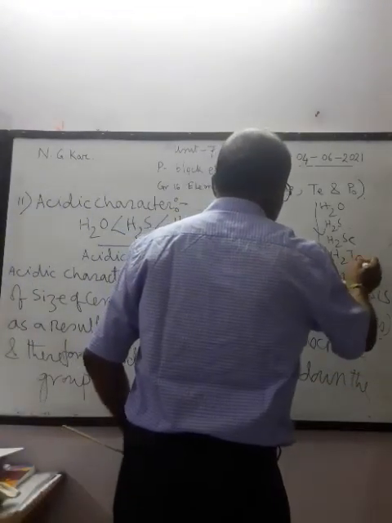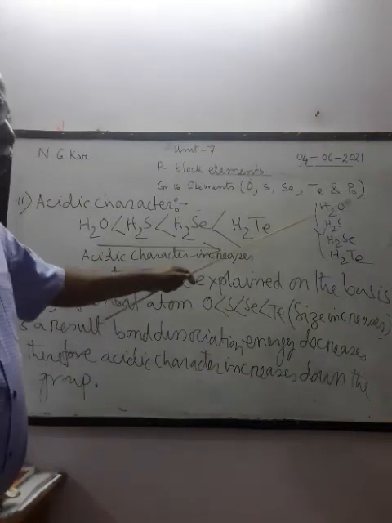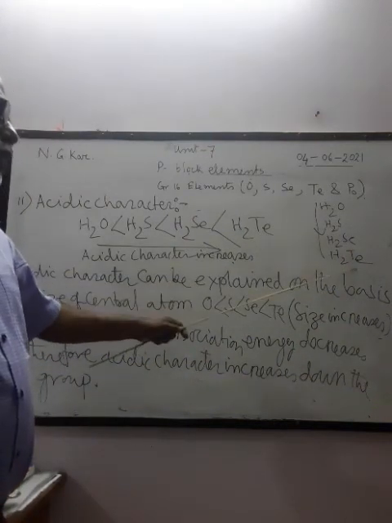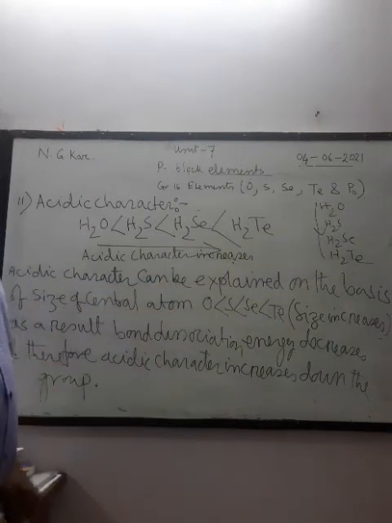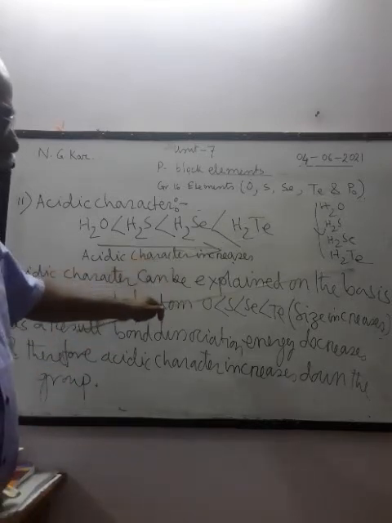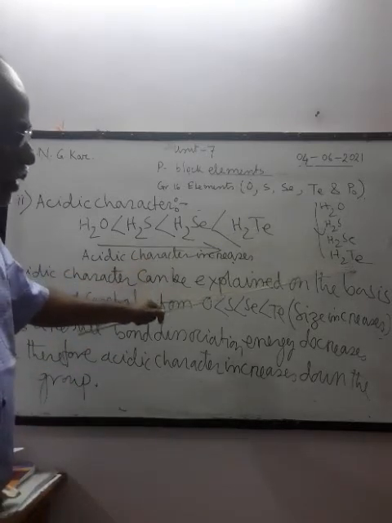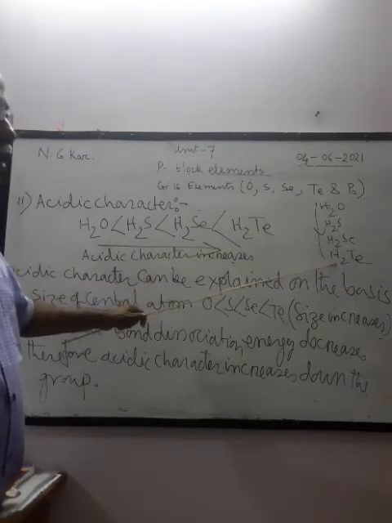So this can be easily explained on the basis of size. As we move down the group, size increases, so bond dissociation energy decreases and therefore acidic character increases. This one least acidic, this one most acidic.